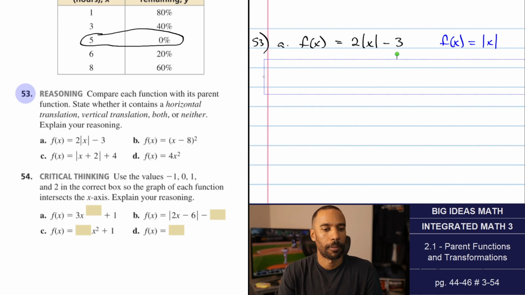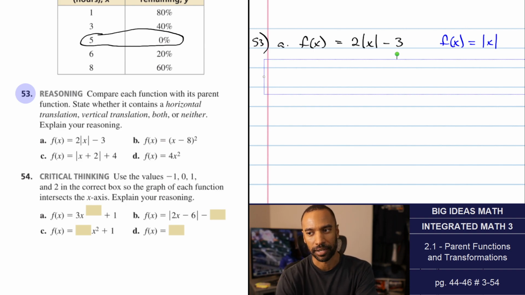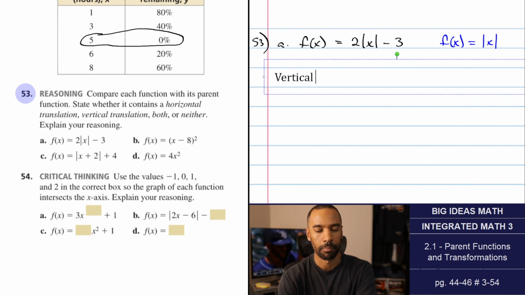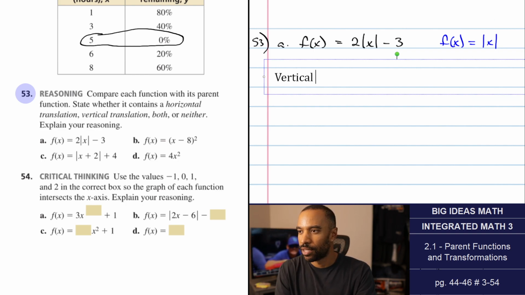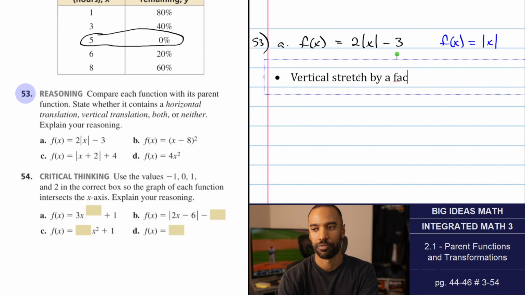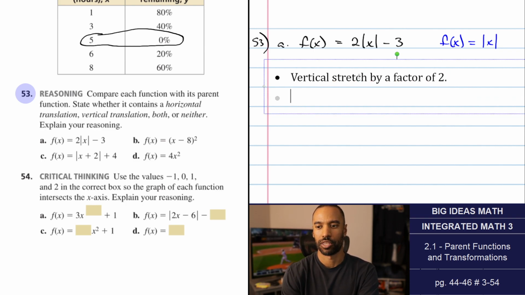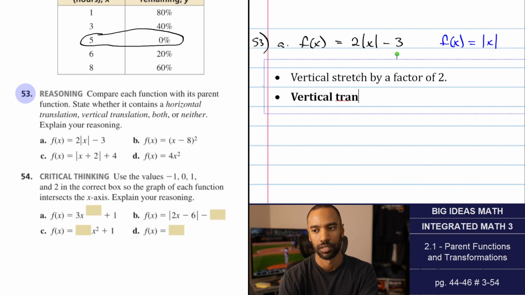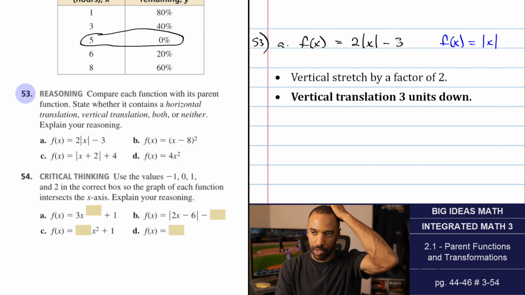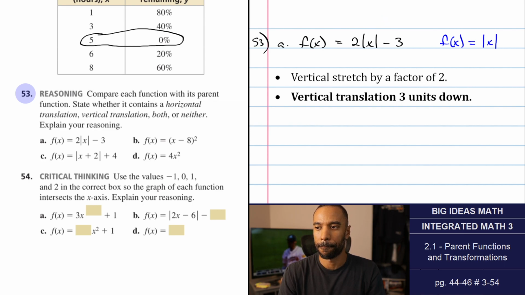Wait, I don't know. It just talks about translations. It doesn't talk about stretches. I'm going to still mention it just so you can get the practice. There's a vertical stretch. I'm going to kind of bullet it. So there's a vertical stretch by a factor of 2. That's not really the part that we care about, though. We care about this part. There's a vertical translation. There's a vertical translation 3 units downward, right? So that's what's happening here. This is what the -3 is all about.